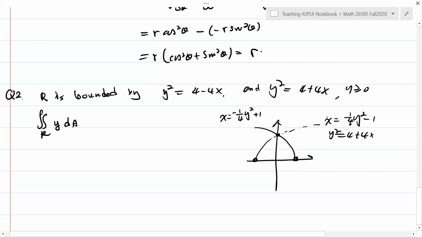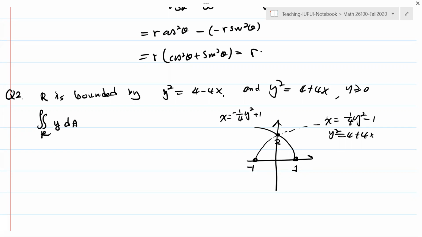Let's set up an integral. There are 2 different ways to set up an integral. So when y equals 0, this is -1, this is positive 1. How about this point? When x equals 0, I think that should be 2. When x equals 0, the y value is 2. So this is the intersection point.